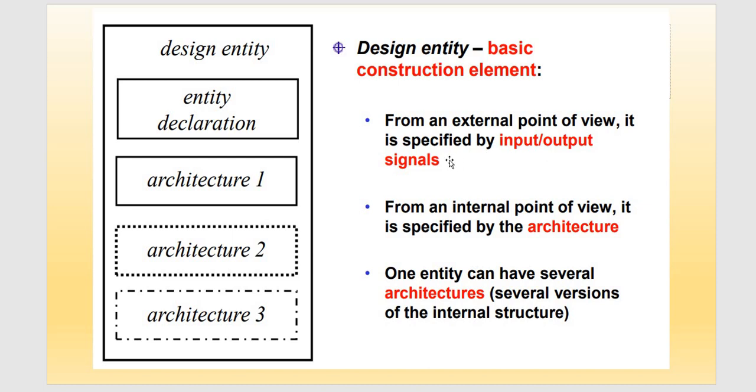From an external point of view, it is specified by input output signals as far as the entity is considered, and from an internal point of view, it is specified by the architecture. So one entity can have several architectures, that is, several versions of internal structure. This is a very important feature as far as VHDL is considered.